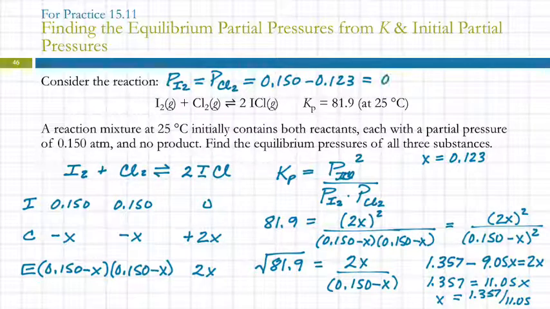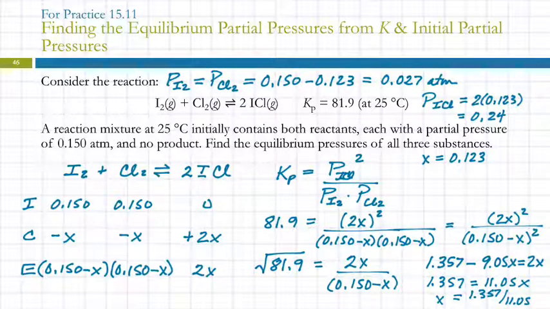0.027. And the unit there is atmospheres. And then the pressure for the ICl is equal to 2 times x, so 2 times 0.123. So I think that's 0.246 atmospheres. Any questions?